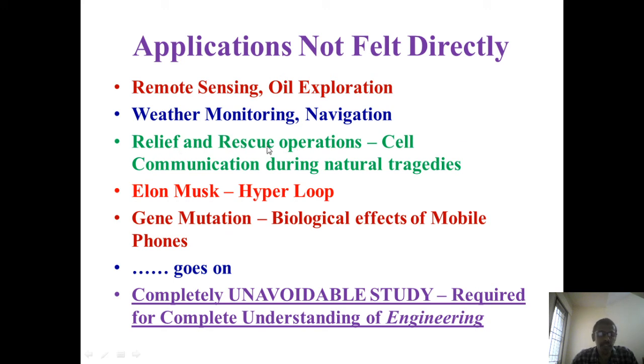This is another big thing, relief and rescue operations. EM communication during natural tragedies. At present, if you have the NDRF team of India, the moment an earthquake happens in an area, the first activity done by them is going there and establishing cell towers, because that gives you immense coverage. At a big commercial level, Elon Musk's Hyperloop is an electromagnetic technology that aims to reduce travel time, isn't it? So they say that the distance from Bombay to Dubai can be covered in, say, half an hour. Then you have the biological effects, which is a very ambiguous area, and the list goes on.